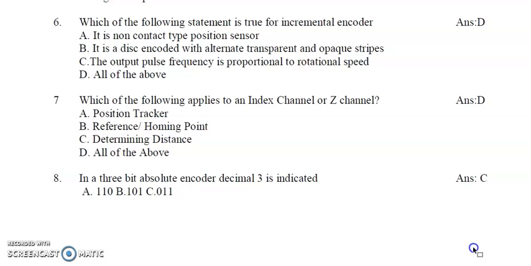All of the above. Question 7. Which of the following applies to an index channel or Z channel?